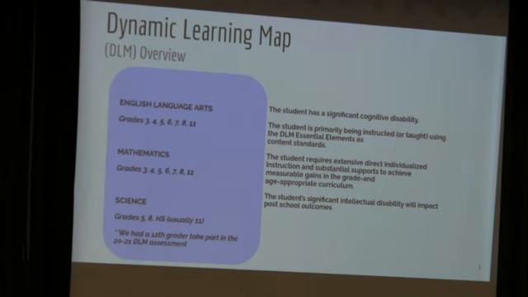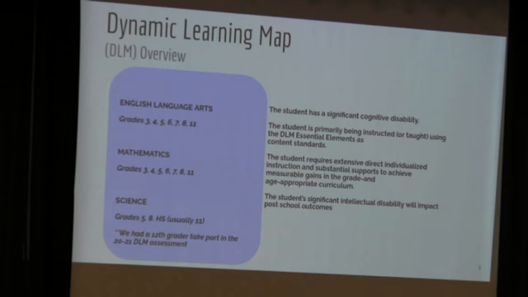So, who is the DLM for? The student must have a significant cognitive disability. The student is primarily being instructed using the DLM essential elements as content standards. The student requires extensive, direct, individualized instruction and substantial support to achieve measurable gains. And the student's significant intellectual disability will impact both outcomes.